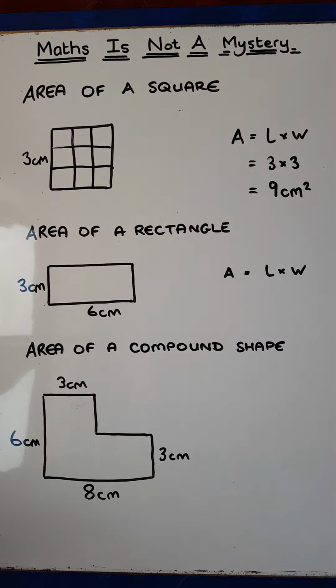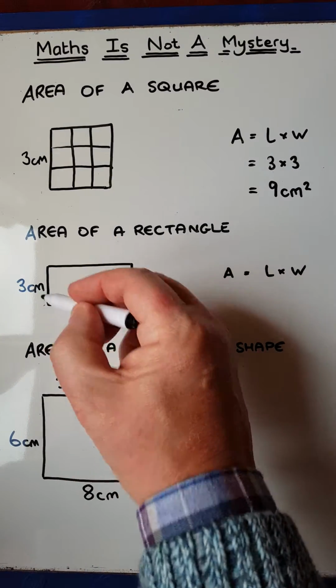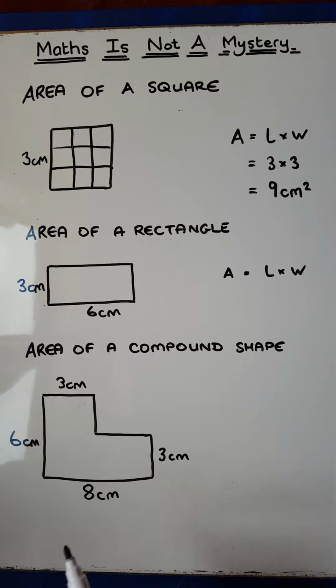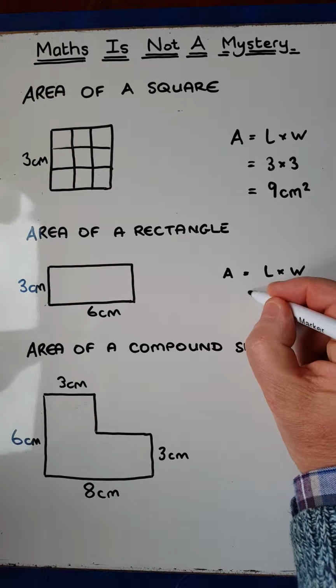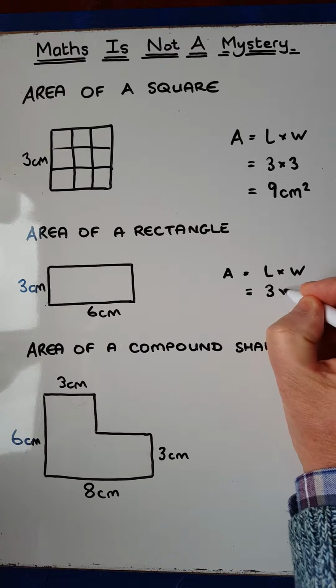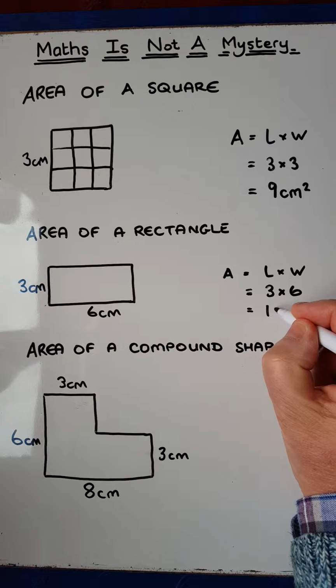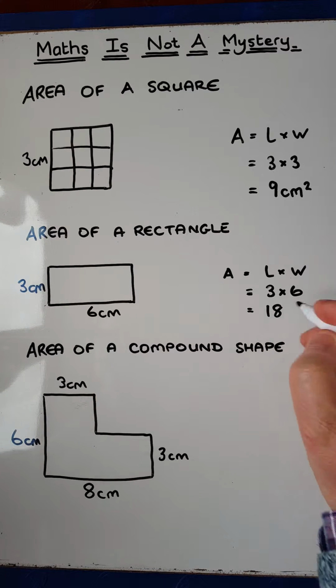Now we don't have to draw the squares inside every time. I only did that to show you how it works. So if we take a look at the area of this rectangle here, we've got 3 centimetres on the side and we've got 6 centimetres along the bottom. Without bothering to draw the squares inside it, the area is length times width. So that's going to be 3 times 6. It could be 6 times 3. I'm not really worried about which is the length and which is the width. It doesn't really matter. 18 is 3 times 6.